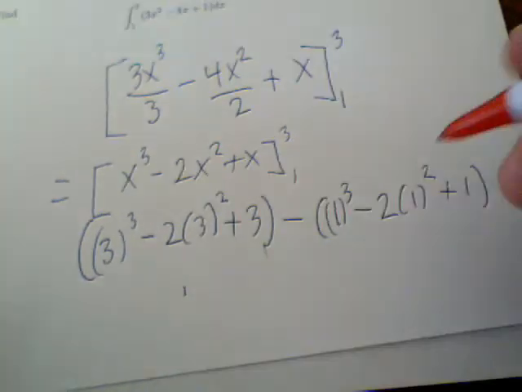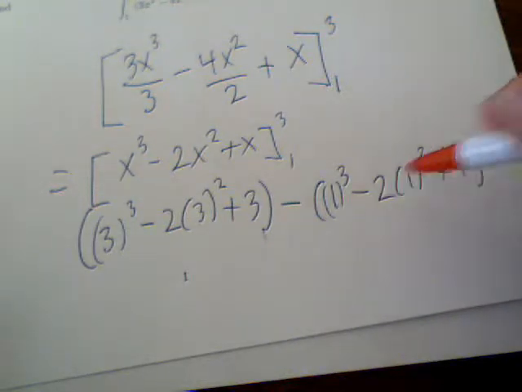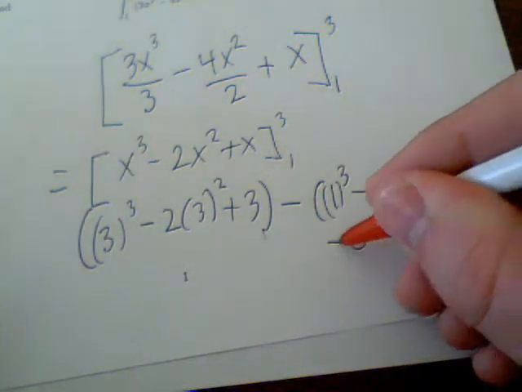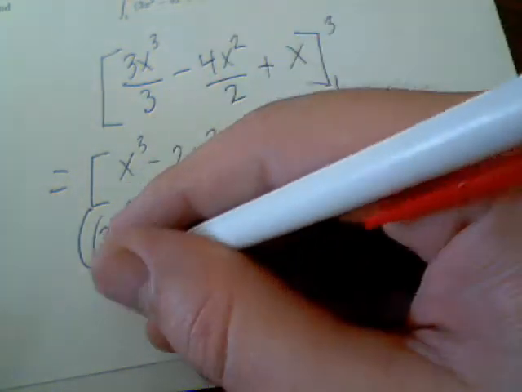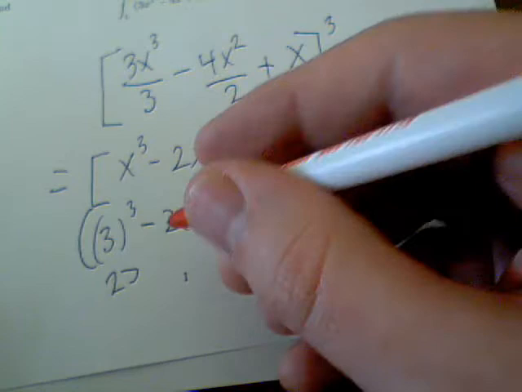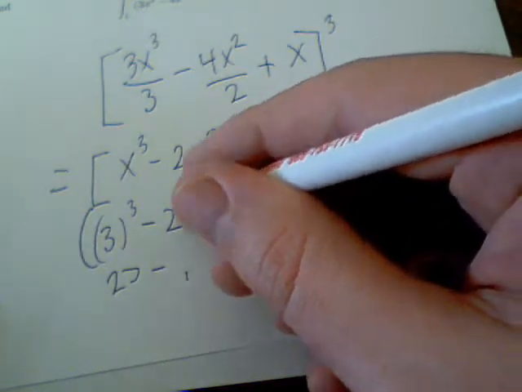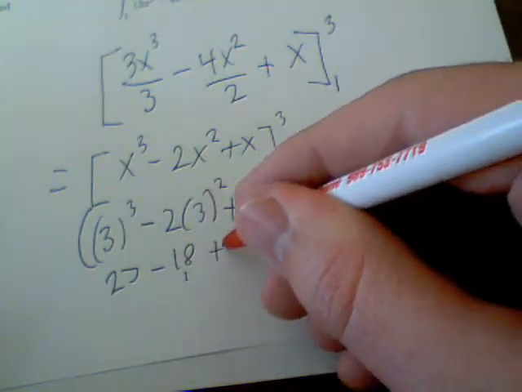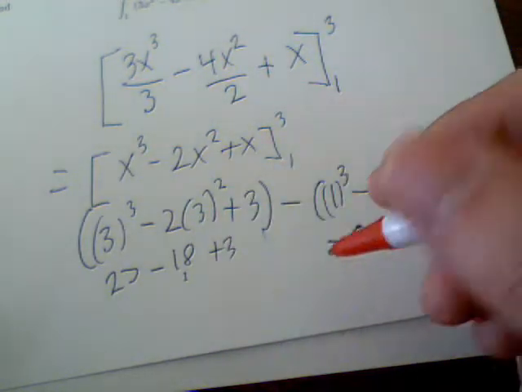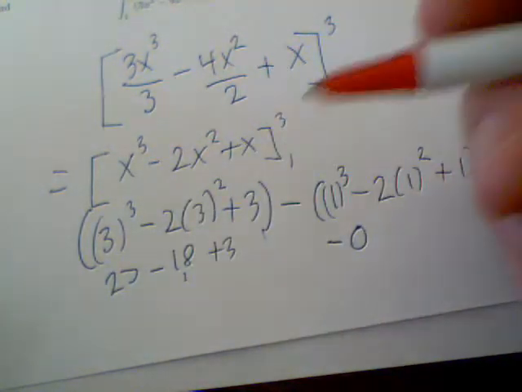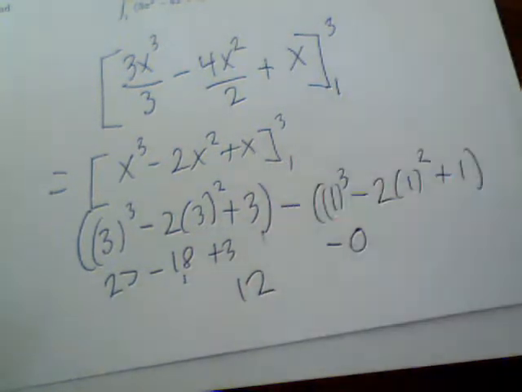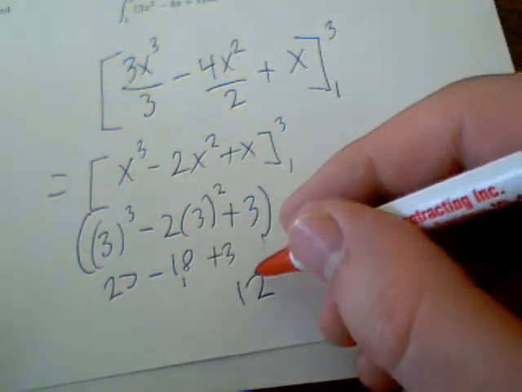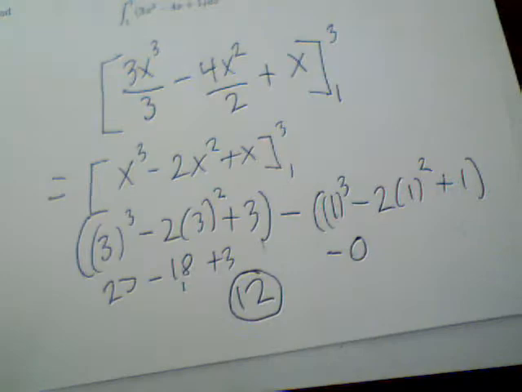Okay. And you end up finding this will be 1 minus 2 plus 1. It's actually going to be 0 over there. And over here, we end up getting 27 minus 9 times 2, minus 18, plus 3. So all that minus 0, so what does this end up getting us? 12, I believe. Let me double check that. Yep. The answer ends up being 12.